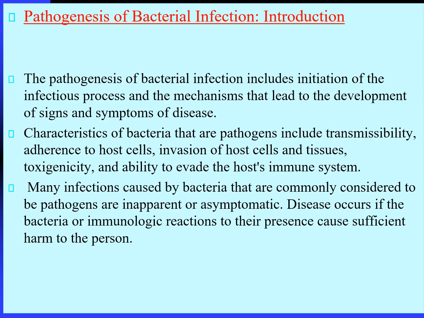Pathogenesis of bacterial infection. Introduction. The pathogenesis of bacterial infection includes initiation of the infectious process and the mechanisms that lead to the development of signs and symptoms of the disease. Characteristics of bacteria that are pathogens include transmissibility, adherence to host cells, invasion of host cells and tissue, toxicity, and ability to evade the host defense mechanisms of the immune system.